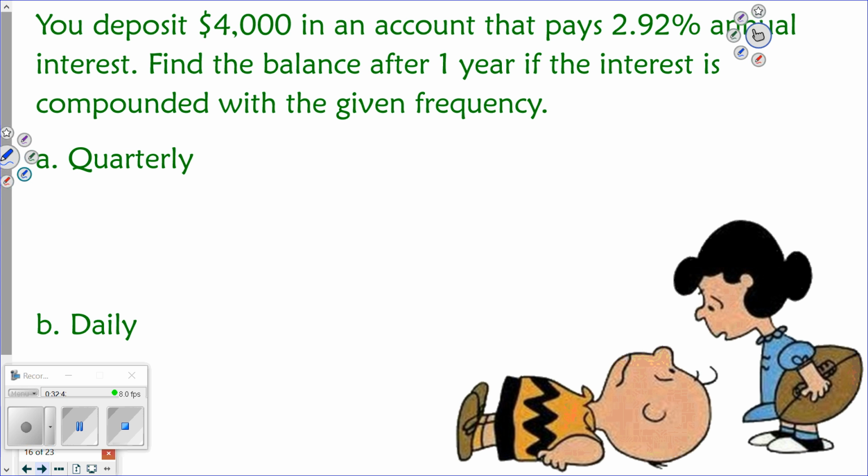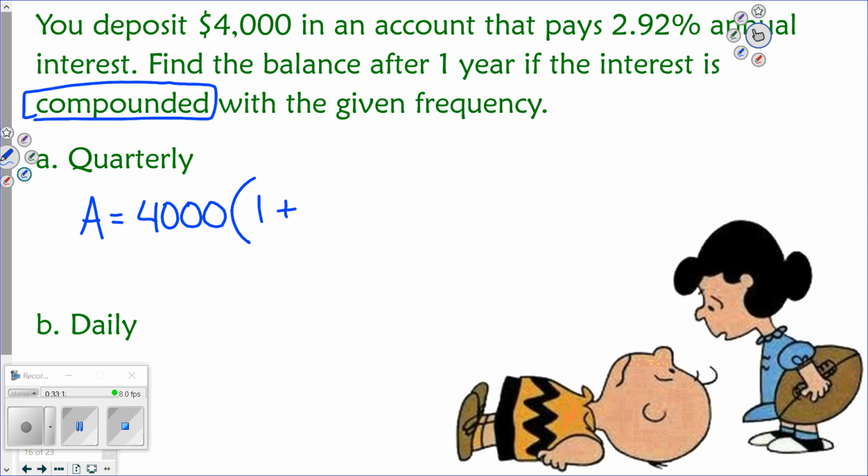All right, what if you deposit $4,000 in an account that pays 2.92% annual interest? Find the balance after 1 year if the interest is compounded with a given frequency. So there's 2 different options. Now how do you know which formula to use? It says compounded right here. If it says compounded, use the compounded formula. So it's going to be A equals, I started with $4,000. 1 plus, what's my rate? It'd be point what?